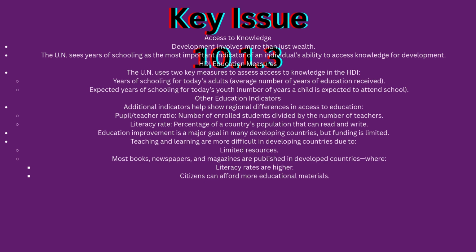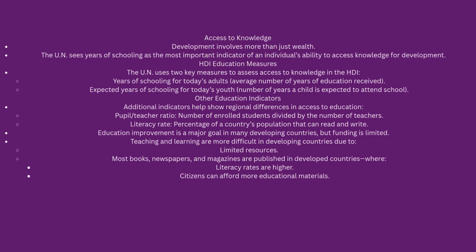Other indicators can measure regional variation in access to knowledge. The pupil/teacher ratio is the number of enrolled students divided by the number of teachers, and the literacy rate is the percentage of a country's people who can read and write. Improved education is a major goal of many developing countries, but funds are scarce. Adding to the challenge of teaching and learning in developing countries, most books, newspapers, and magazines are published in developed countries, in part because more of their citizens can read and write and can afford to buy them.